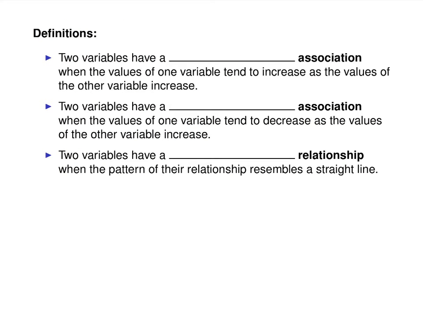So two variables have a positive association when the values of one variable tend to increase as the value of the other variable tends to increase. For example, height and weight. So that's a positive association.